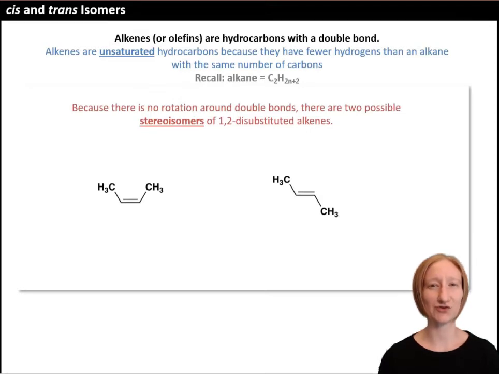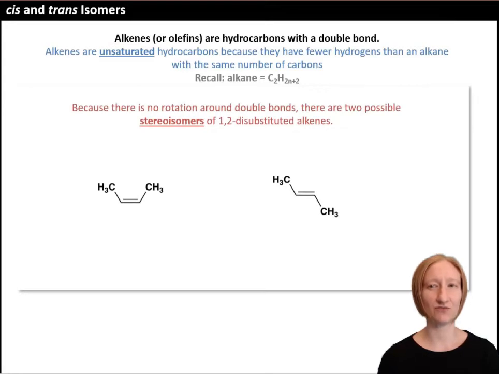And because there is no rotation around these double bonds, when we have a group or a substituent on each carbon of the alkene, when we have a 1,2 disubstituted alkene, there are two possible arrangements of those groups. There are two possible stereoisomers of 1,2 disubstituted alkenes. And to illustrate this, we'll look at 2-butene. In 2-butene, each carbon of the alkene is bound to one methyl group and one hydrogen.